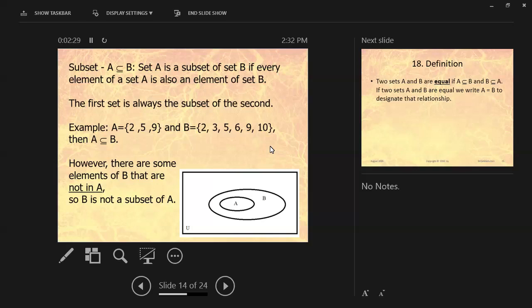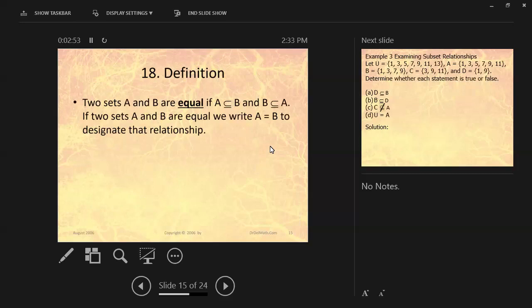All right. So on the Venn diagram, this is what a subset looks like. Everything in set A is also in B. But everything in B is not in A. So B could not be a subset of set A, right? Because there's elements in B that are not in A. So they would not be equivalent. Two sets, A and B, are equal if A is a subset of B and B is a subset of A. If two sets A and B are equal, we write that they're equal.